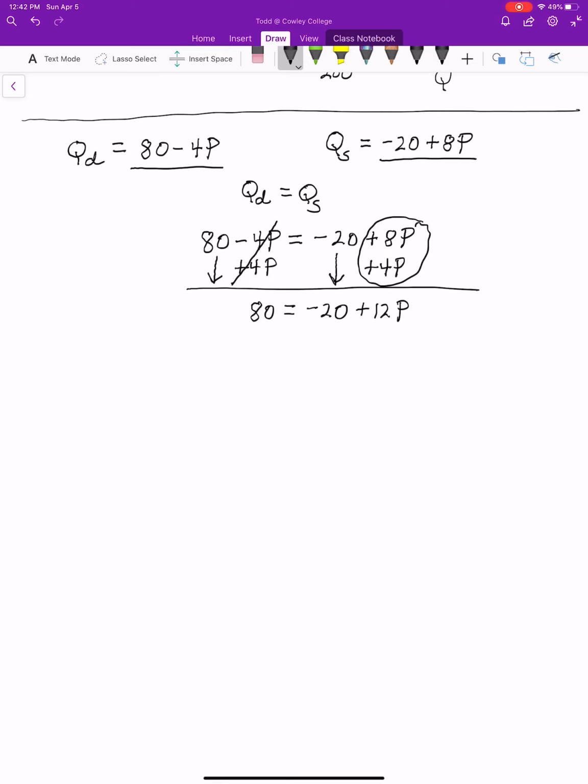All right, so far so good. Now we have to get the constants over on one side. So if it's a negative 20, I'm going to do the opposite, and I'm going to add 20 to both sides. By doing that, negative 20 plus 20 is 0. So 80 plus 20 is going to give me 100 on the left-hand side. And then bring your positive 12P down, because we haven't done anything with that.